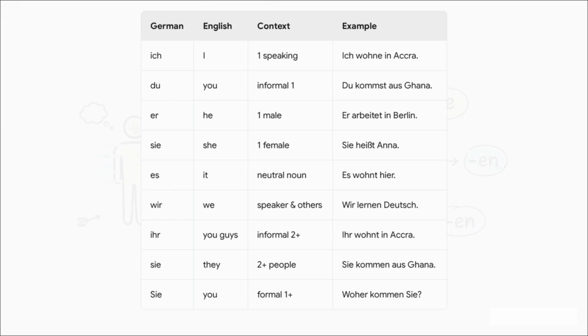Like, look at the top example. Ich wohne in Accra. I live in Accra. The pronoun ich is our main actor here.